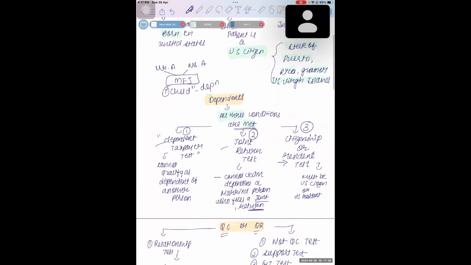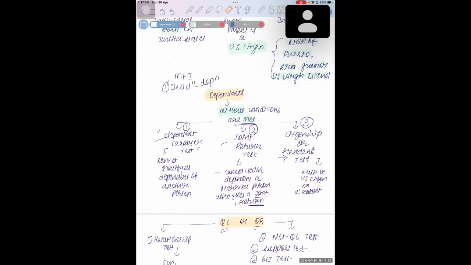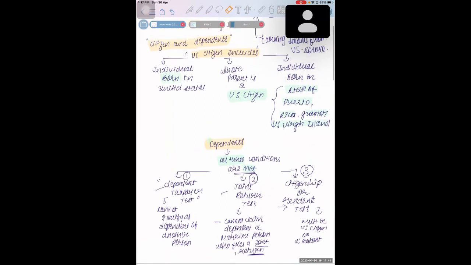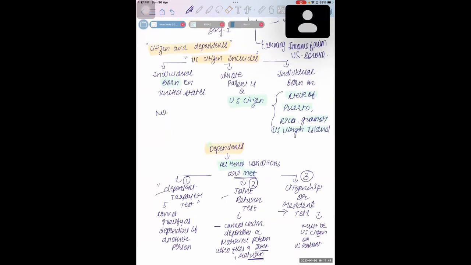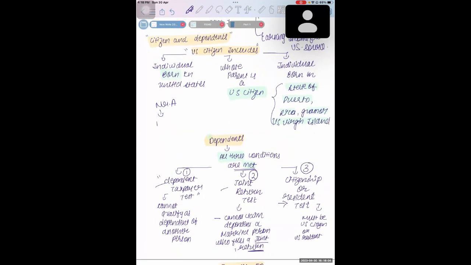One more question I have. Am I audible? Yes, you are. So in the first example where you said that Mr. A cannot claim his dependent if the dependent is filing MFJ, right? But if his child is filing a separate return, like he's married but then he's filing a separate return, can Mr. A still go ahead and claim his child as a dependent?